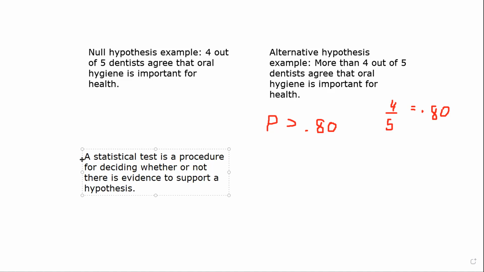It is a procedure that you go through, and we're going to be talking about the steps in that procedure, but that's what it is. She didn't ask you for the elements of a statistical test just yet, just the definition. So it's a procedure for deciding whether or not there's evidence to support a hypothesis that we're trying to figure out.